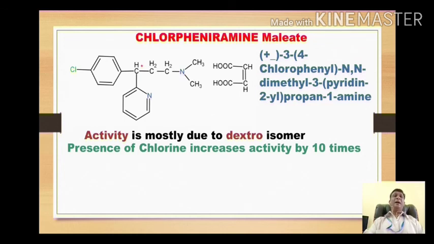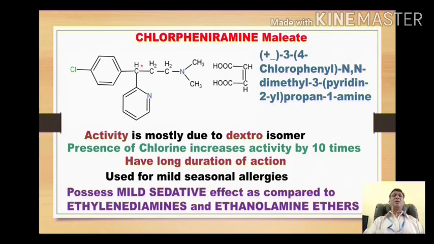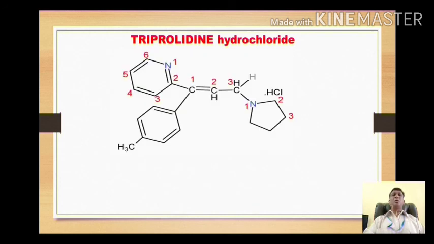Now it is found that the maximum activity of chlorpheniramine is due to its dextroisomer, and the presence of chlorine on chlorpheniramine increases the activity by 10 times. So that's why this drug has a long duration of action, and this drug is used for mild seasonal allergies. This drug possesses mild sedative effect as compared to the ethylenediamines and the ethanolamine ether class. The next drug is triprolidine hydrochloride.